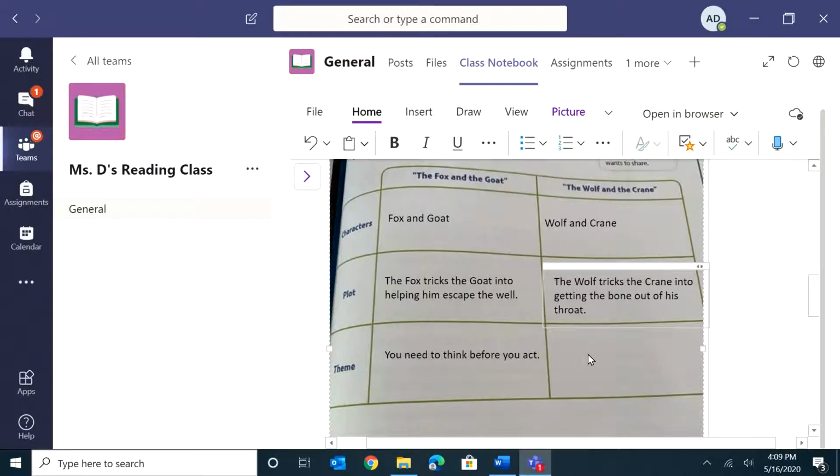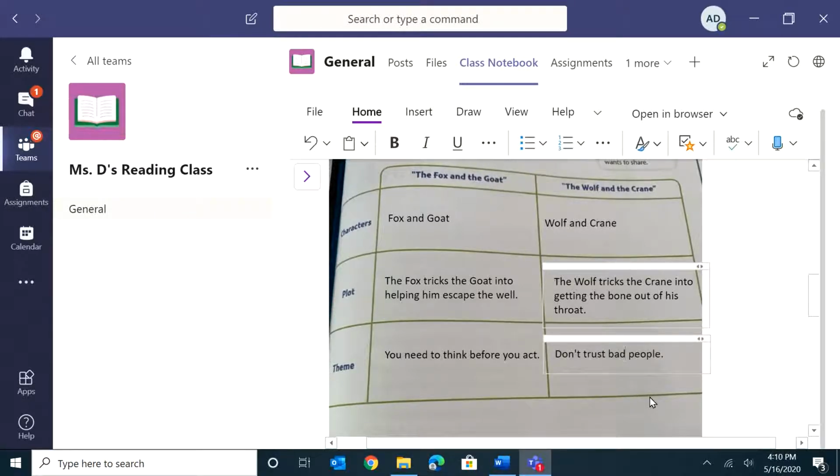Now come up with the theme or the lesson you learn from The Wolf and the Crane, and go ahead and write it down. And I wrote down that the theme is don't trust bad people, because she shouldn't have trusted that wolf, and she knew not to because she was hesitant. So don't trust people, you shouldn't. And that is how we fill out this chart.